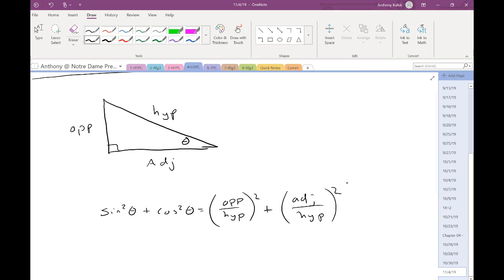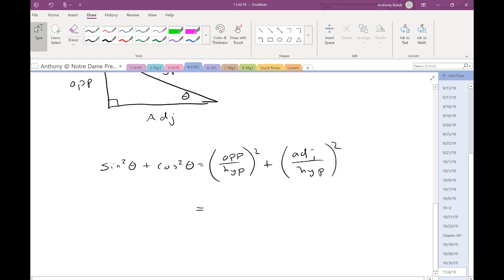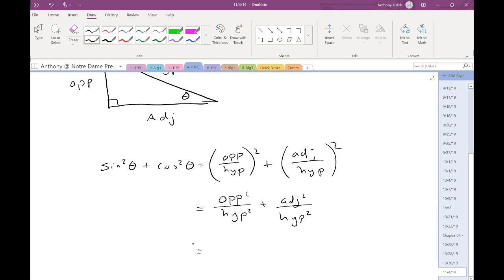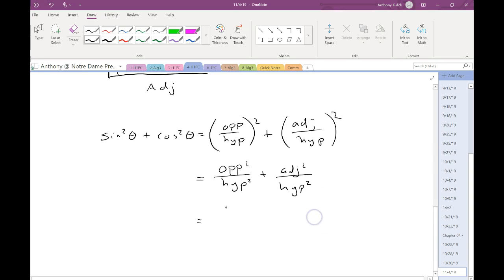Everybody so far so good? Okay. And I know that if I square a fraction, how do I do that? Square the numerator and square the denominator, right? So that's going to give me opposite squared over hypotenuse squared plus adjacent squared over hypotenuse squared. Here, I notice that I have a common denominator, right? Both of these fractions have the denominator of hypotenuse squared, so I can just write these as a single fraction.